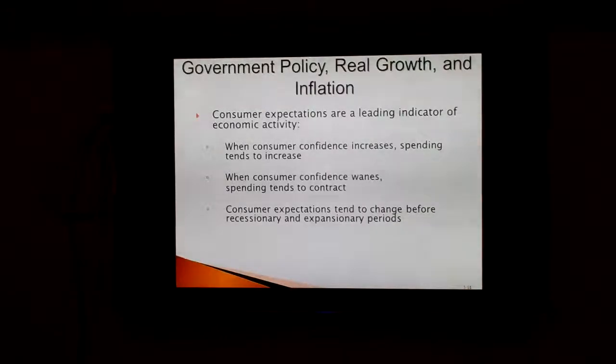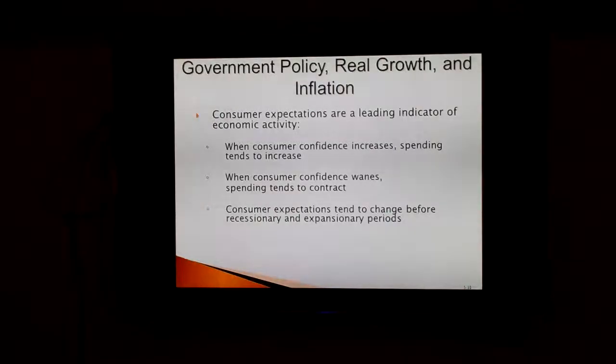Okay. Consumer expectations are a leading indicator of economic activity. So if you think the economy is doing good, it's almost like a self-fulfilling prophecy. If the majority of people think the economy is going to do good, what are they going to do? They're going to be less tight with their money, more likely to spend, because they think things are going to get better. So what happens? By increasing spending because of consumer confidence, things will get better because of that. But if the view is very pessimistic, then it works in the opposite way.